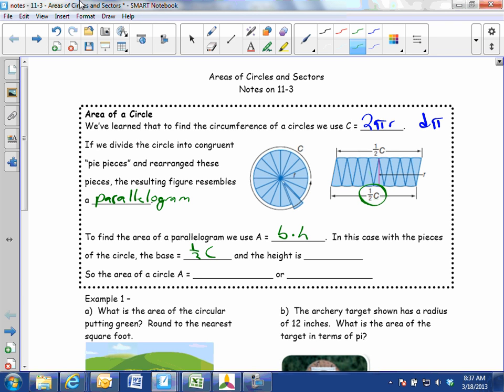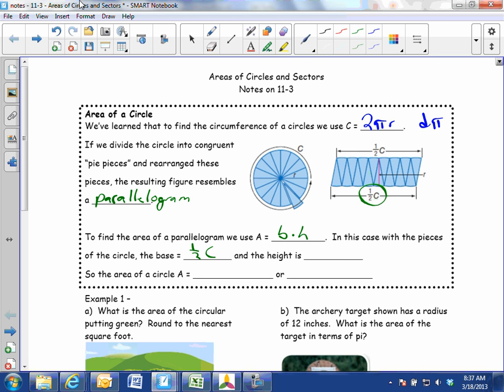Why isn't it half the radius? Half the diameter. Okay, why? Because half the circumference is a diameter. Okay, not really. Let's look at how this piece is rearranged. Half the circumference is not the diameter.